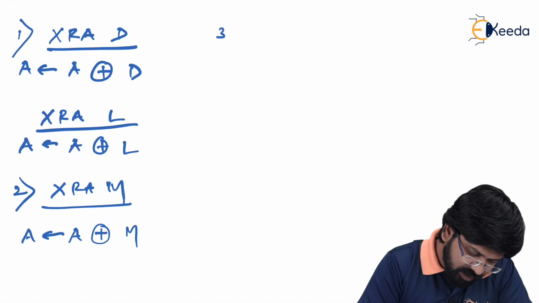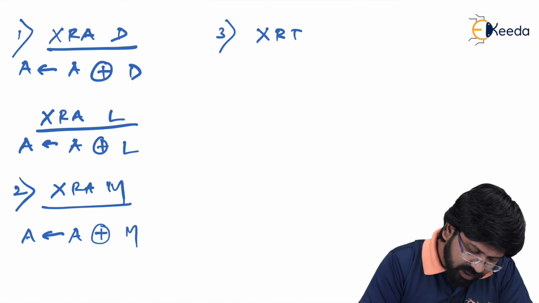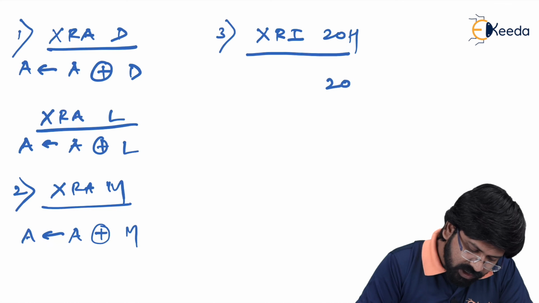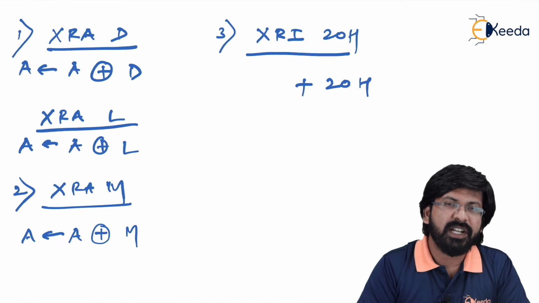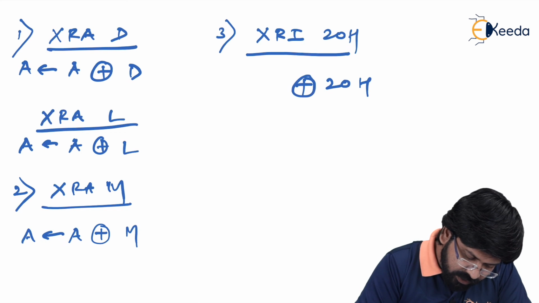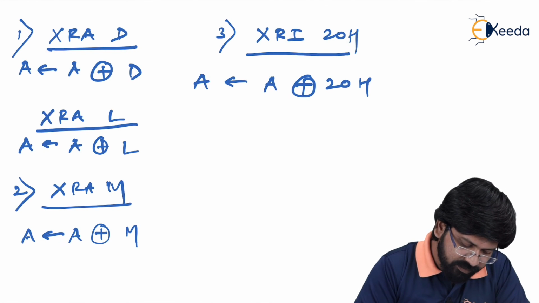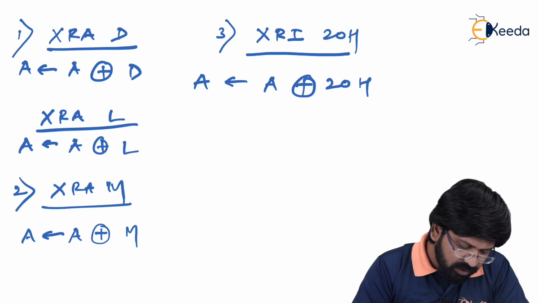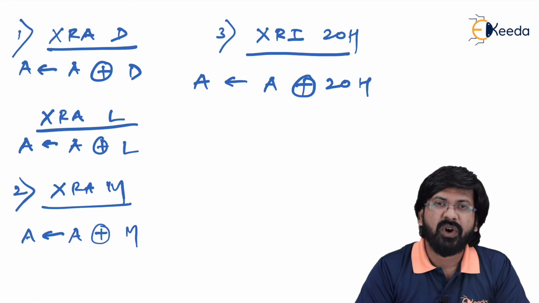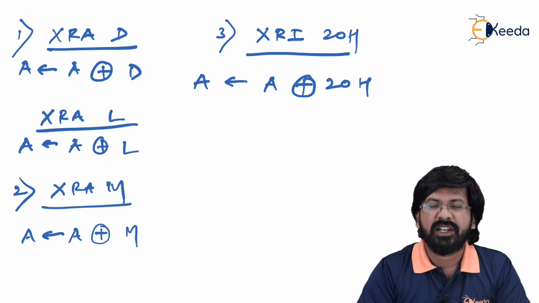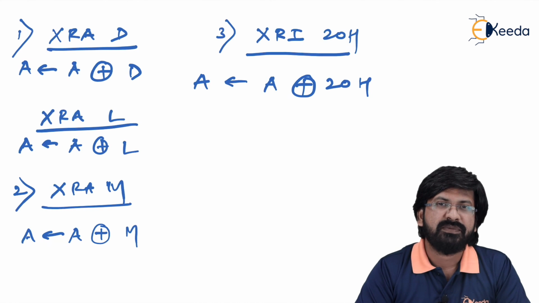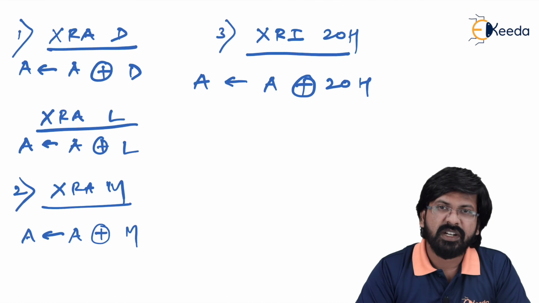Or I can have another example like XRI 20 hex. What it does is immediately XOR 20 hex with the content of the accumulator, and the answer goes to the accumulator, right? So these are the only variations in XOR, OR as well as AND. I'm sure you have understood these arithmetic and logical instructions. In the next few videos we will be studying a few more instructions and a few more types. Thank you.